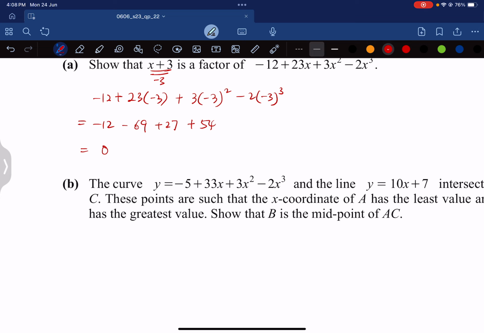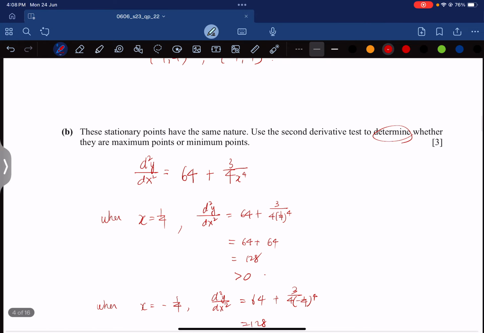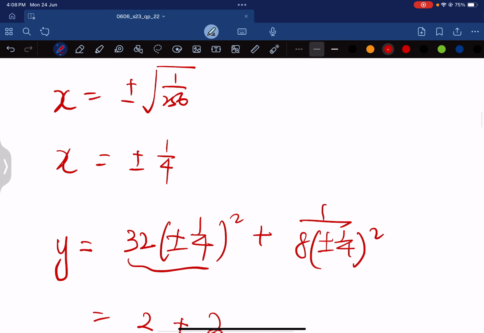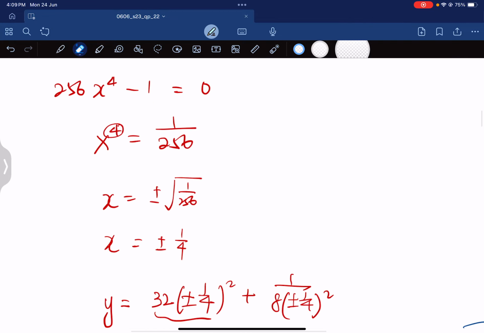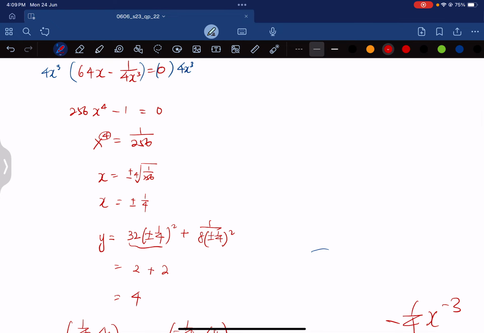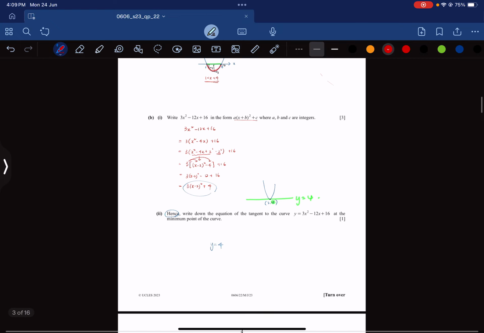Okay, let's see. Oh no, this is square root, I made a mistake here. This is fourth root, not square root, right? Fourth root. Okay, so it should be fourth root, not square root. Yeah, should be correct.